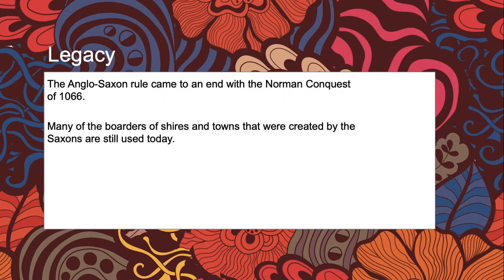They had a legacy. The Anglo-Saxon rule came to an end with the Norman conquest of 1066, and I have included a sheet, not a sheet, but I will show you guys later what I'm talking about. It's how the different kingdoms were split up and which different families were in charge at different points of the era. And so many of the borders of shires and towns that were created by the Saxons are still used today.